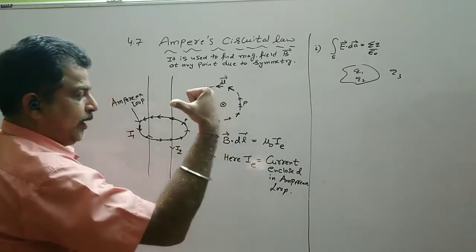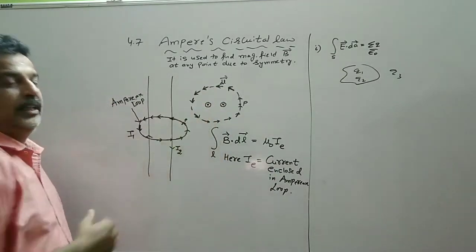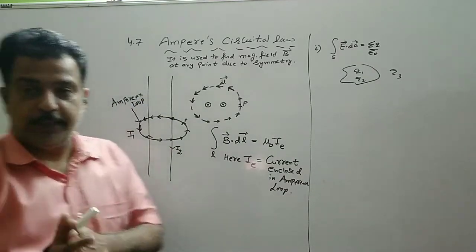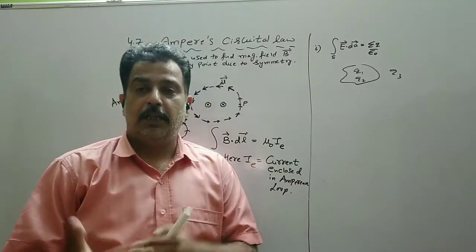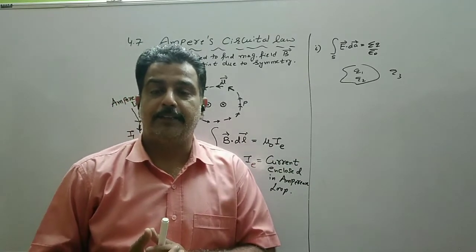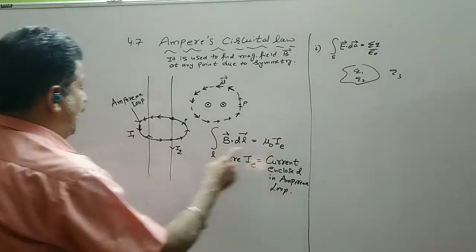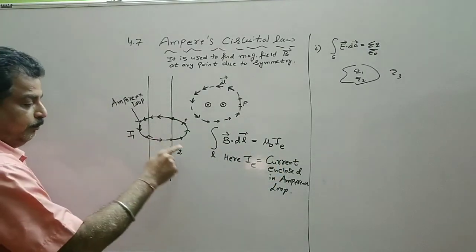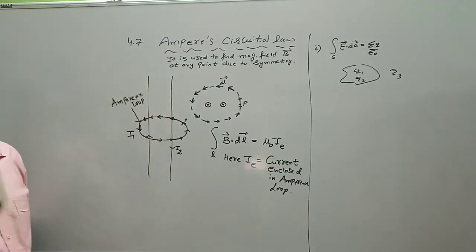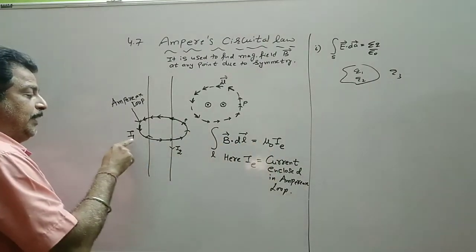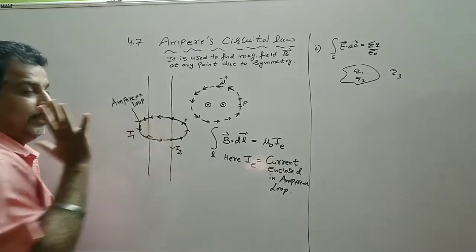So thumb pointing outward means the current which is coming outward should be taken as positive and the other current should be considered as negative. So here I will replace this I enclosed by I1 minus I2.